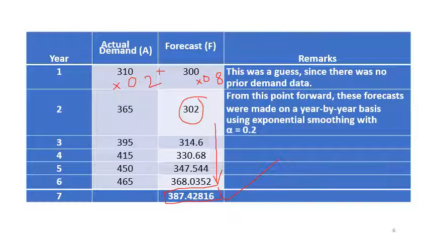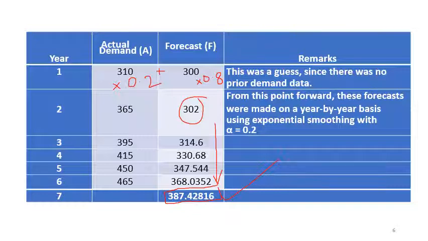Correct? Which method to use? Which method should I use? So you will be choosing that method which has the least error, which means where the actual and the forecast values are close enough. Correct? So this is how you evaluate the methods of forecasting.